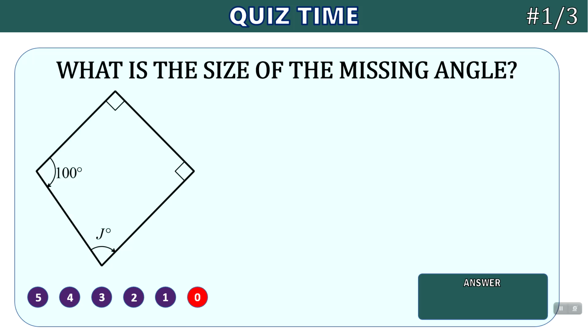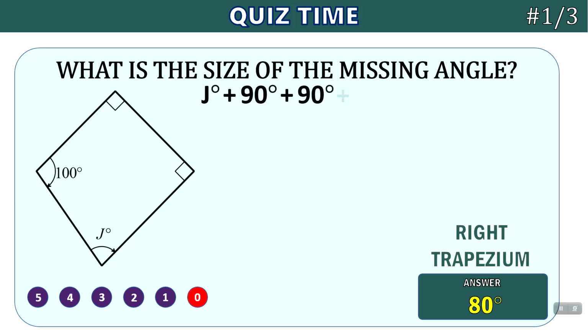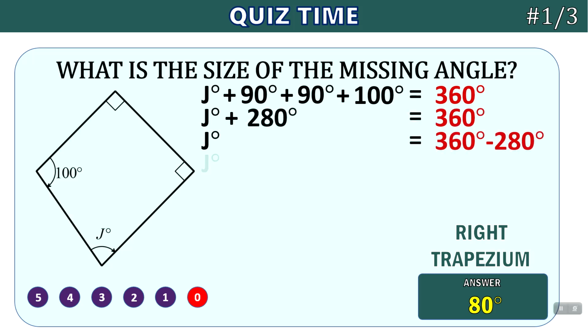Time's up. Did you figure it out yet? The answer is 80. It's a right trapezium. J plus 90 plus 90 plus 100 gives us 360. And if you quickly added up those three numbers, you get 280. And when you take that from 360, you get 80 degrees.